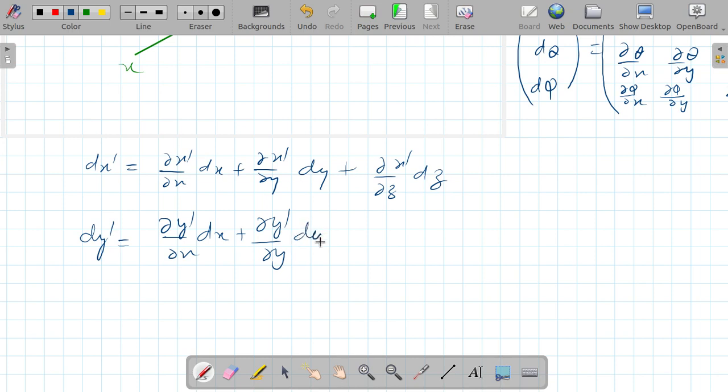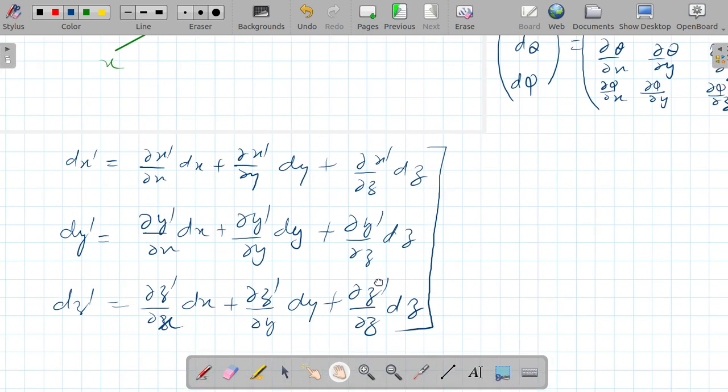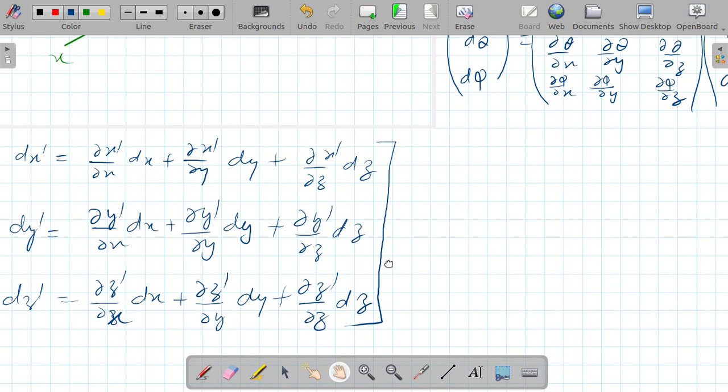curly y prime over curly y dy and curly y prime over curly z dz. And this is dz prime. It can be written as curly z prime over curly x and dx plus curly z prime over curly y dy and curly z prime over curly z dz. And say x, y, z replaced by x1, x2, and x3 in that fashion. These equations can be written as, this is dx1 prime must be equal to curly x1 prime over curly x dx, curly x1 prime over curly y dy and curly x1 prime over curly z dz.